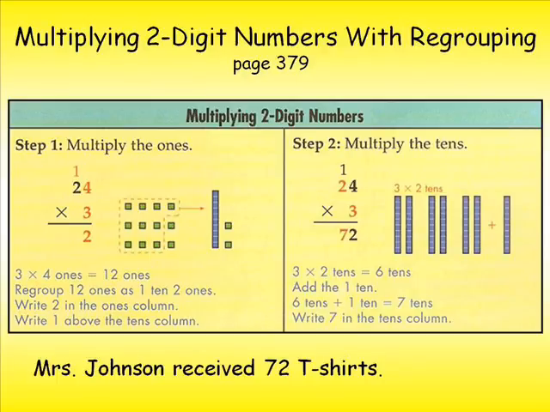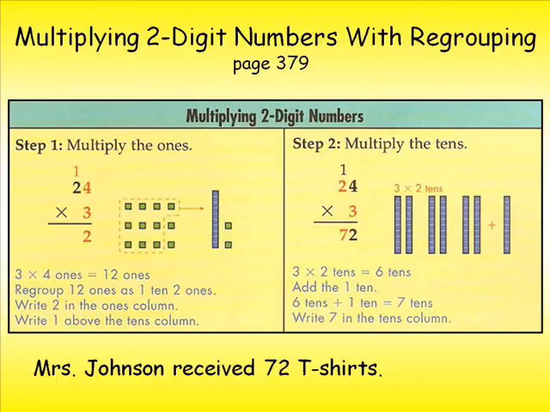Okay, what we're doing here, we've broken it down into 2 steps. Step 1, we're going to be multiplying the ones. I have a figure there for the students to look at. 3 times 4 ones equals 12 ones. We're regrouping 12 ones as 1 ten and 2 ones. And we'll write the 2 in the ones column, and we will write the 1 above the tens column.